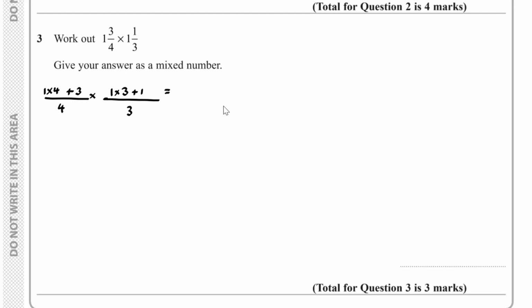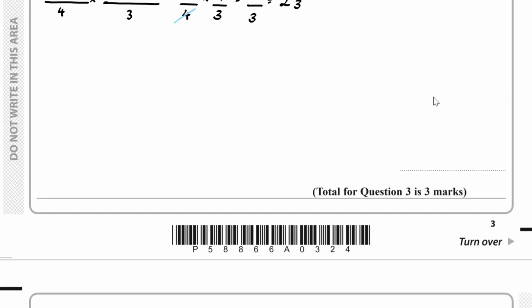So you can see over here we have 4 plus 3, that's 7. So we have 7 over 4 multiplied by 4 over 3. And you can hopefully see here the 4's cancel, so we are left with 7 over 3. And as a mixed number, well, 3 goes into 7 2 whole times, and what's left over is 1. So we have 2 1/3 as our final answer.